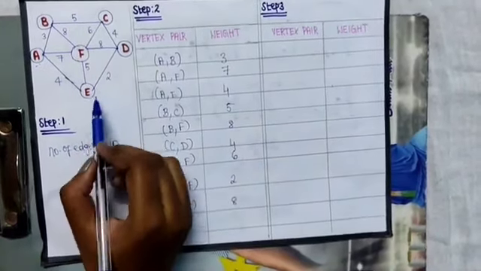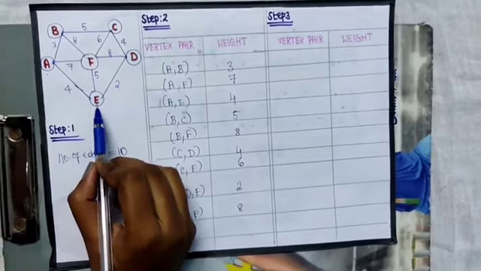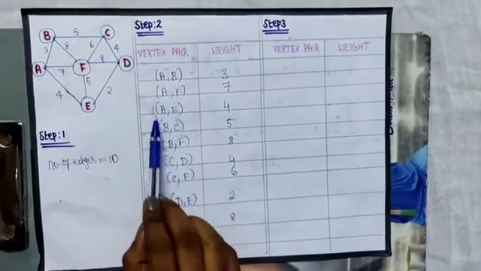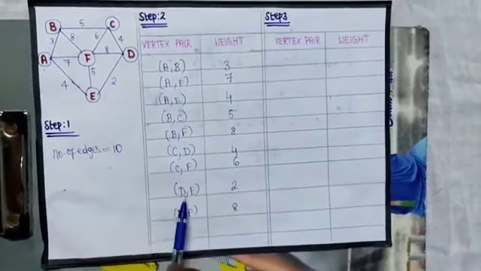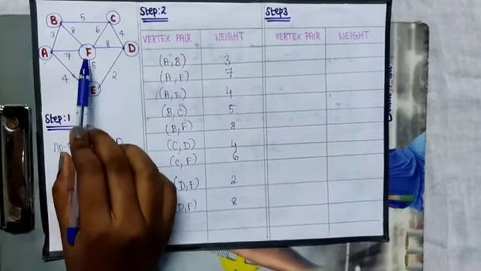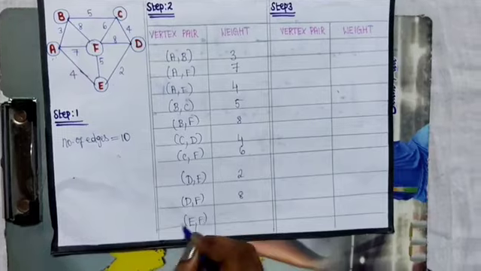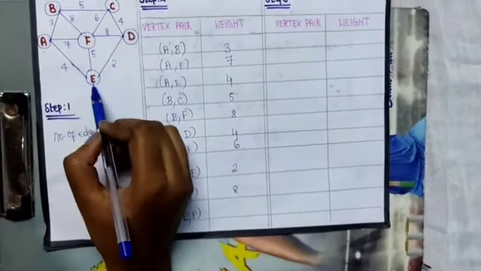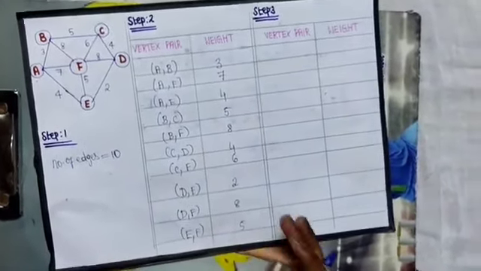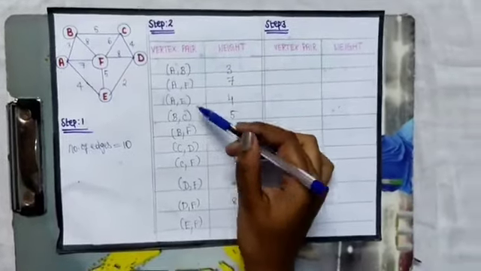Then after the completion of D, I am coming to E. For E, we have already written A, E, and for D we have already written D, E. So, E and F is remaining. I am writing it; you can write either E, F or F, E, it is your choice. The weight is 5. Count all these vertex pairs.